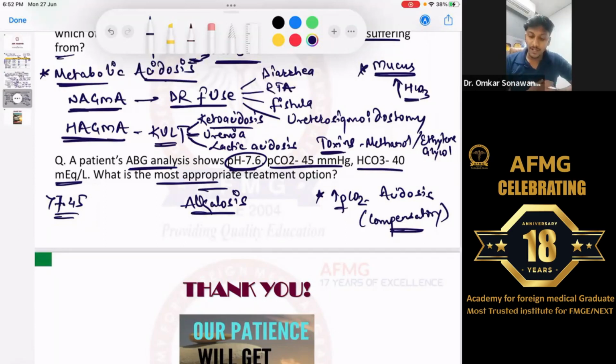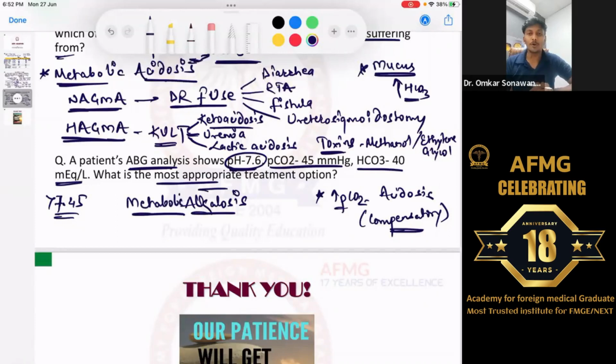So here the patient is having bicarbonate values of 40 milliequivalents. If they are more than 26 milliequivalents per liter, definitely the patient is having metabolic alkalosis. So here the more likely cause is metabolic alkalosis in the patient. So the diagnosis is made: metabolic alkalosis.